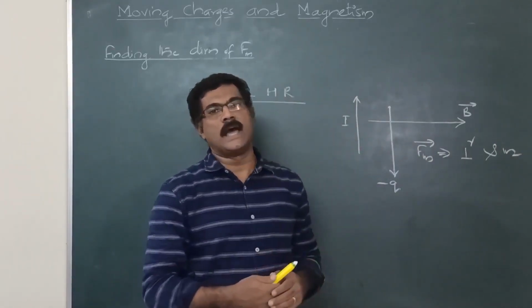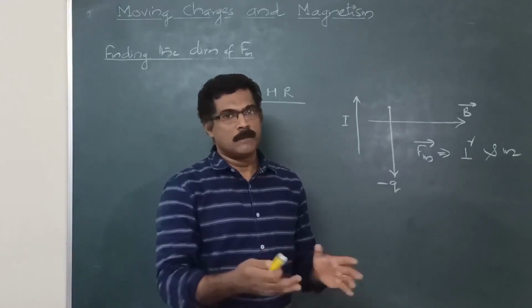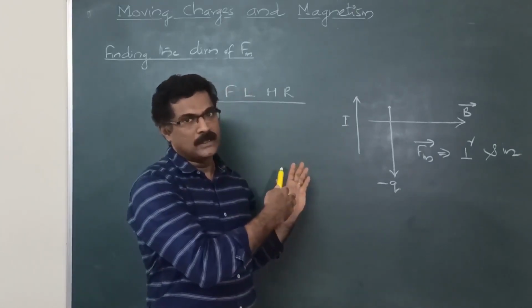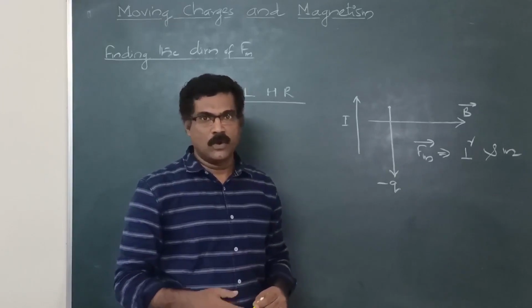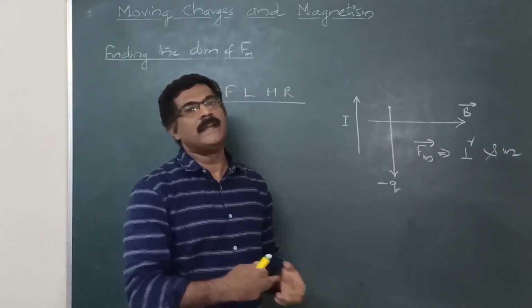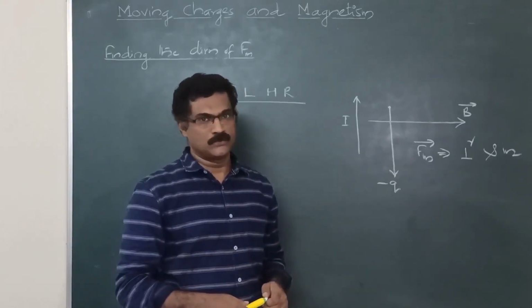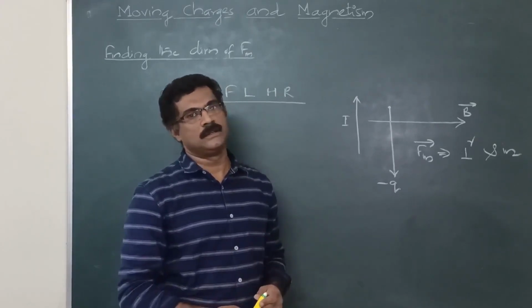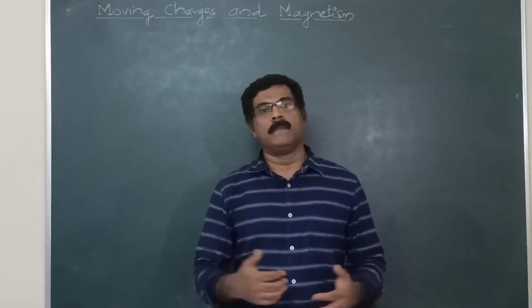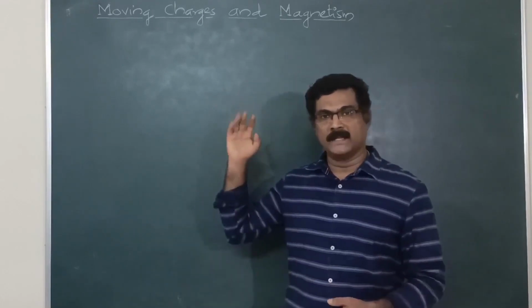Like this, you can find the direction of magnetic Lorentz force by using Fleming's left hand rule. I think all of you got the idea how to find the direction of magnetic Lorentz force. You can expect this question. These are the main points about magnetic Lorentz force.